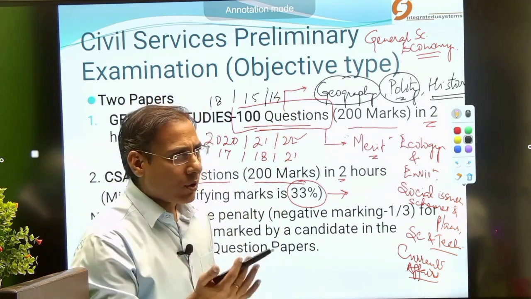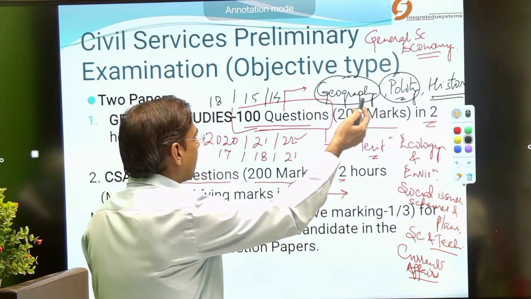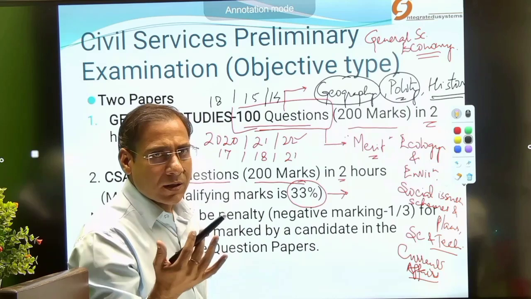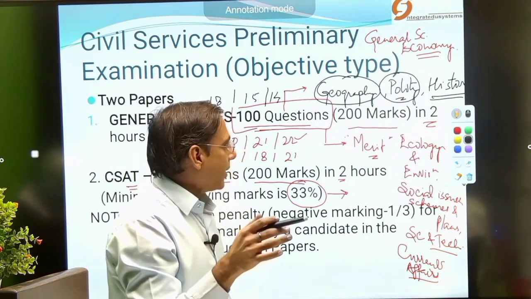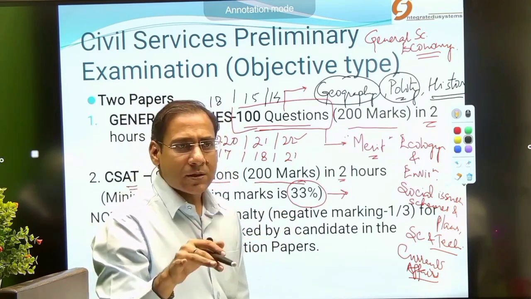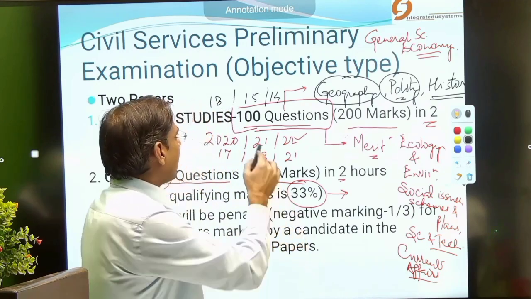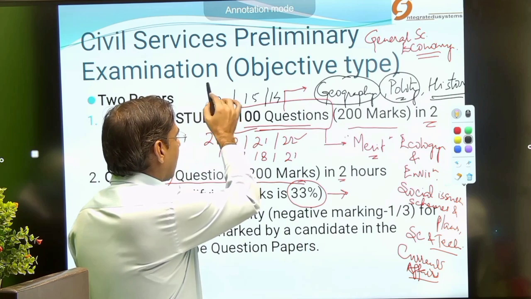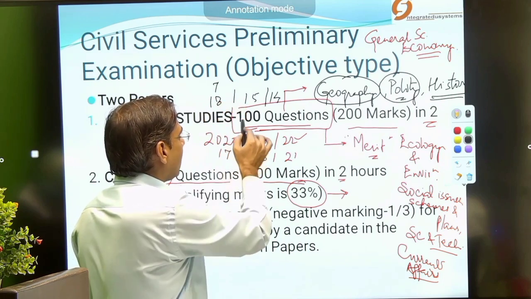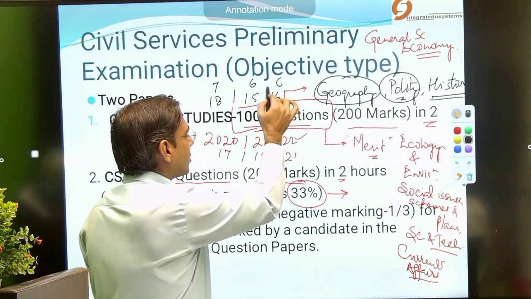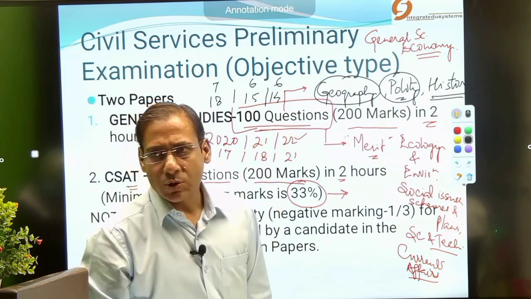But again, what I would like to suggest, when you look at the history along with art and culture, because art and culture is specifically enshrined in the syllabus of mains, and a few questions appear regularly in the prelims also. From the art and culture sections, what I have observed: 7 questions in 2020, 6 questions in 2021, and 6 questions in 2022.